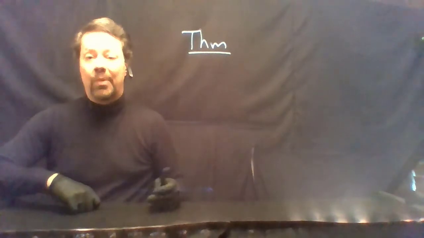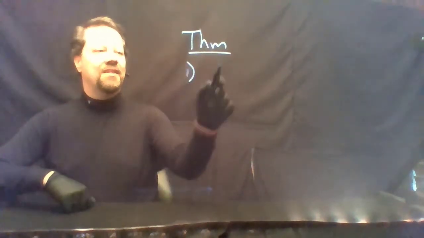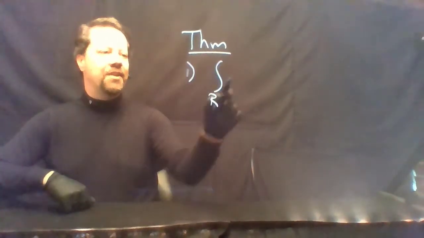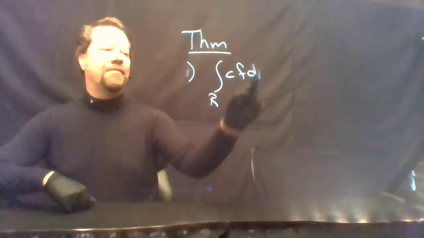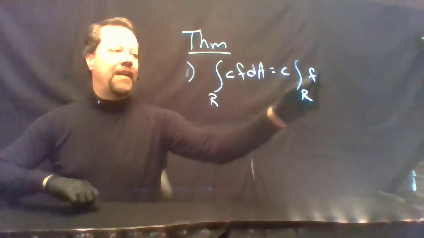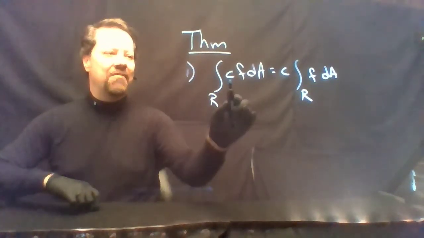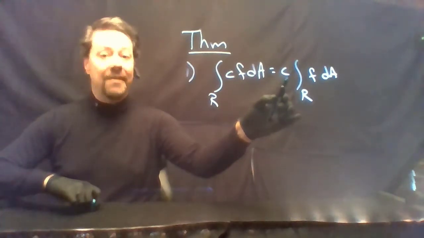There is a basic theorem describing the properties of the double integral that only relies on the definition of the double integral in terms of limits of Riemann sums. First, the integral over some region of a constant times f is a constant times the integral of f over the region. So in other words, constant factors can be factored out of double integrals.